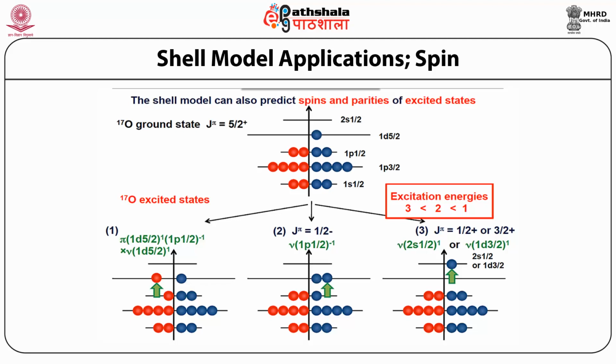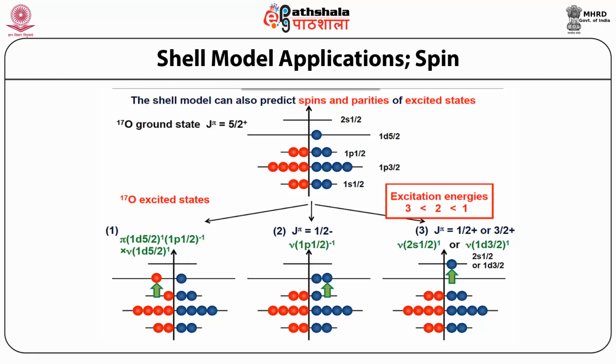Now, if we see how much energy is needed to make these excitations, it turns out that the excitation energy required to excite oxygen 17 via these three modes varies such that the third one is less than the second, which is less than the first. So, it means it is very easy to excite the oxygen 17 nucleus via the third mode. Then the second preferred mode is the second mode and the least preferred mode is the first.